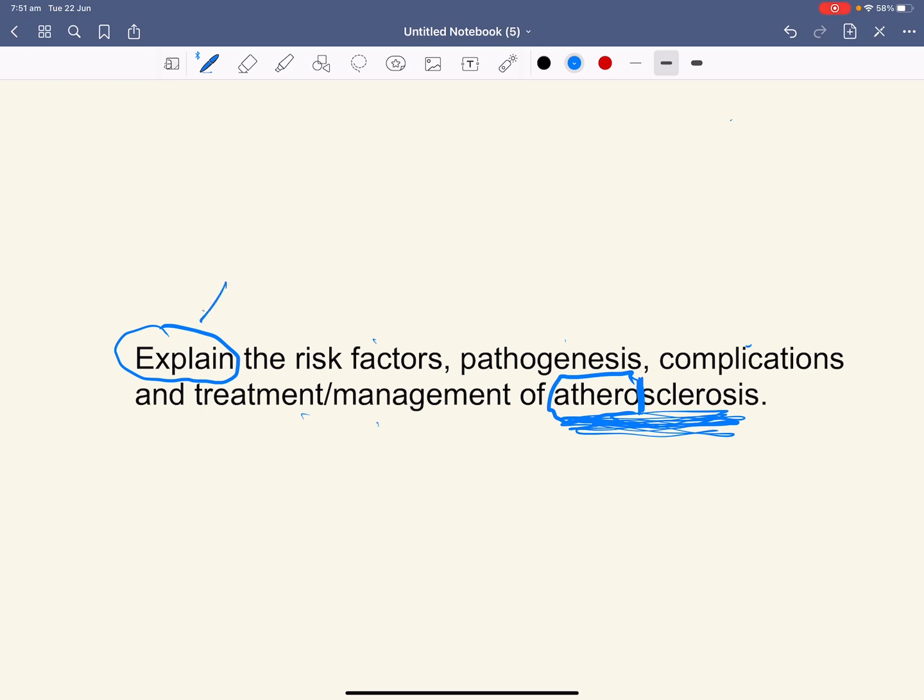You need to explain how these things lead to this particular pathology. So risk factors: what increases the likelihood of this occurring? Pathogenesis: this is the pathophysiology. How does the pathology generate? And then complications, most notably systemic complications. So what happens in the body when you get atherosclerosis? And then finally, as a clinician, how do we treat it or manage it? So this is the take-home message. This is the learning outcome that you'll be assessed on for this particular mini lecture.